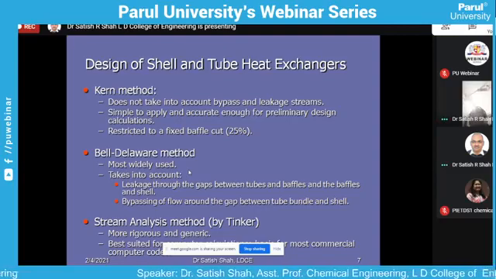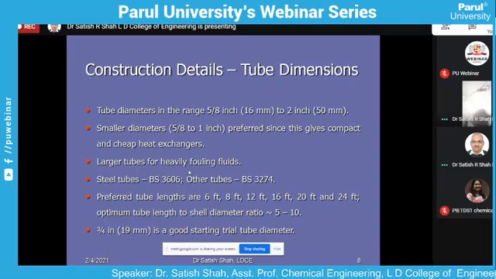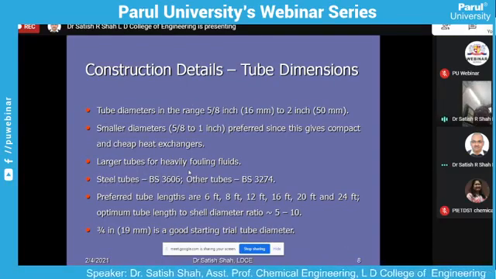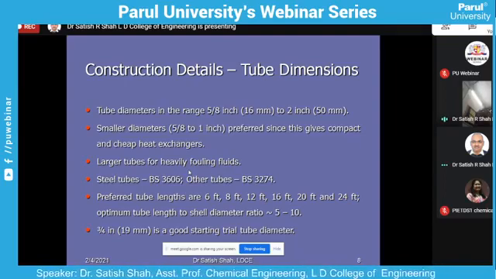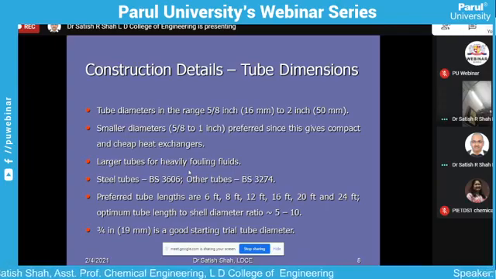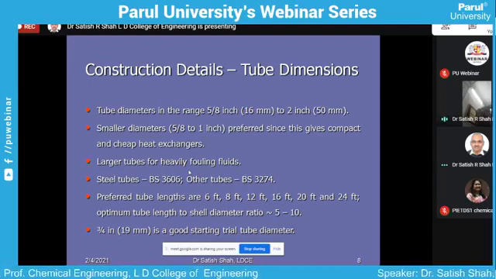All right. Now, as far as the construction detail is concerned, we have the tube. What is the dimension of the tube? The general range is 5/8 inch to 2 inch, that is 16 mm to 50 mm. Many times you will see that we are using FPS units as well as MKS units, because we are habituated to using FPS units, isn't it?